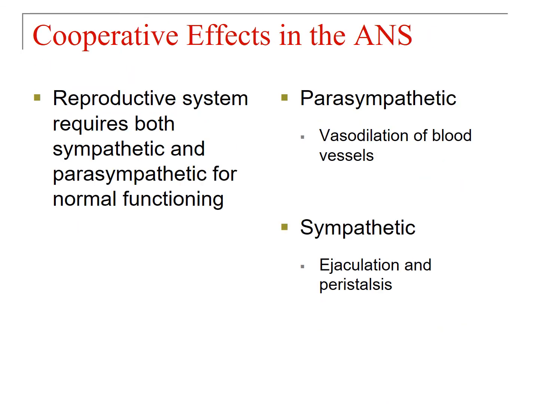Now, there are a few cases in which you get cooperative effects in the autonomic nervous system, and as it turns out, the male reproductive system requires cooperation between the sympathetic and the parasympathetic divisions for normal functioning. And so, in men, the parasympathetic system is responsible for vasodilation of blood vessels that will cause a man to have an erection. But it's the sympathetic nervous system that's responsible for ejaculation and the peristalsis that moves semen through the urethra.